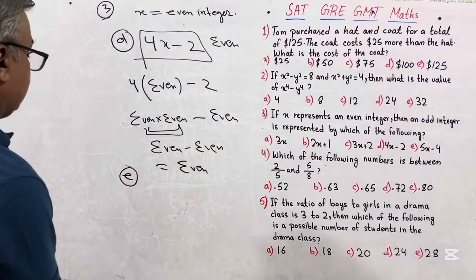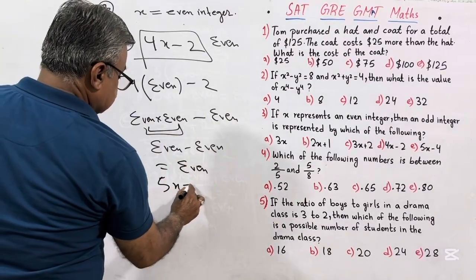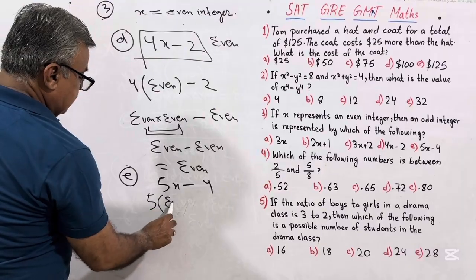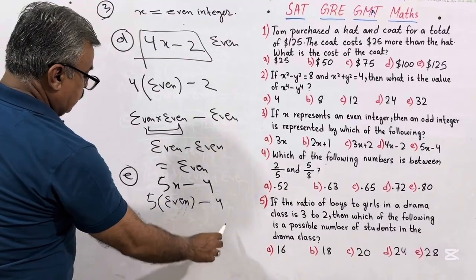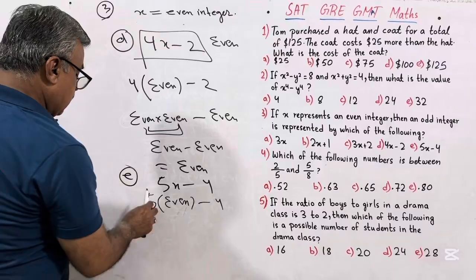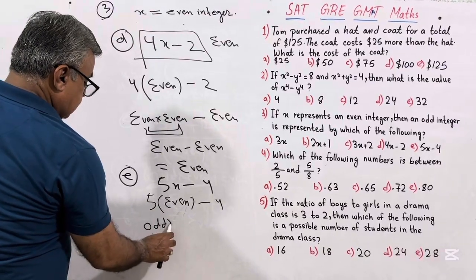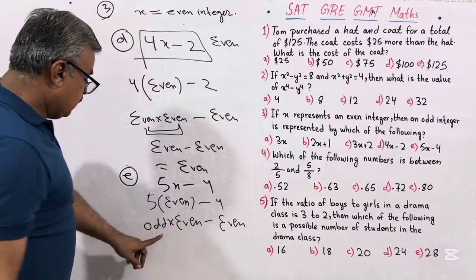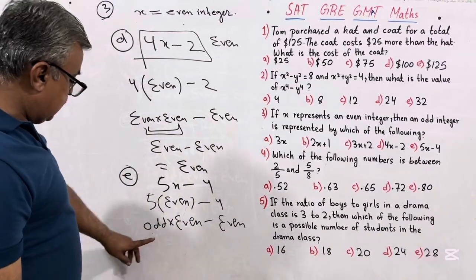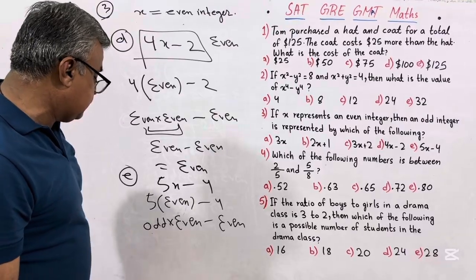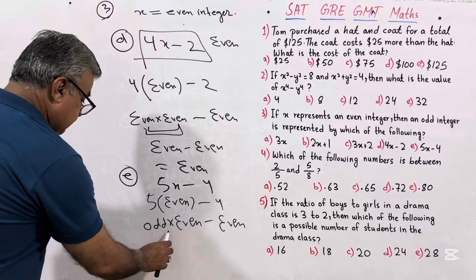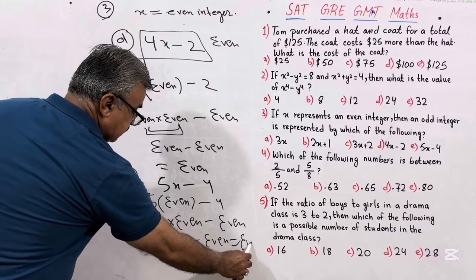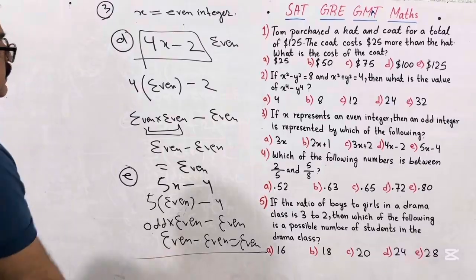E is 5x minus 4. Plugging in the nature of x, that's even: 5 times even minus 4. 5 is odd, odd times even, and 4 is also even. Odd times even is always even. Even times odd is always even. It's even. Even minus even, the result is even.